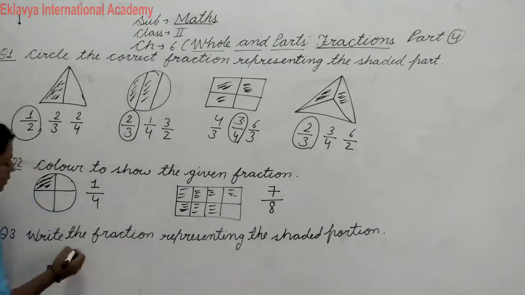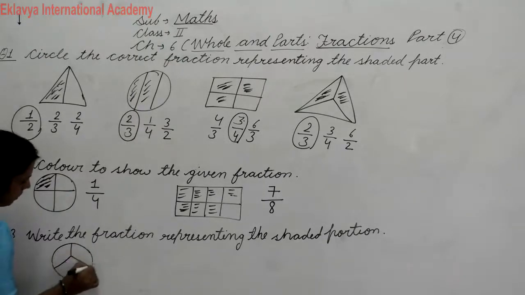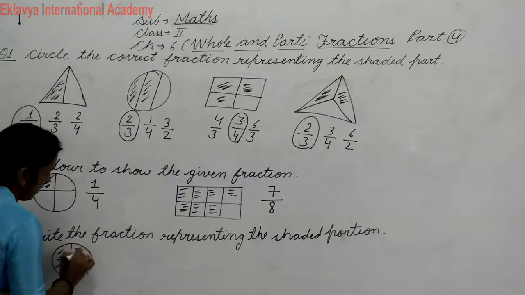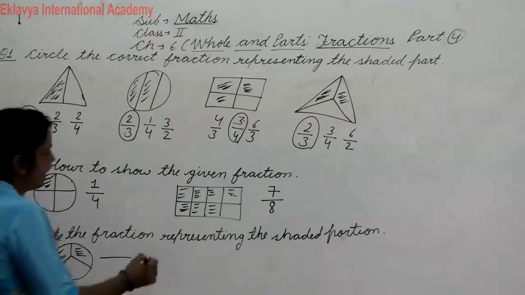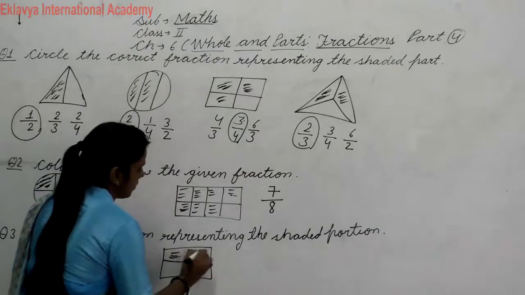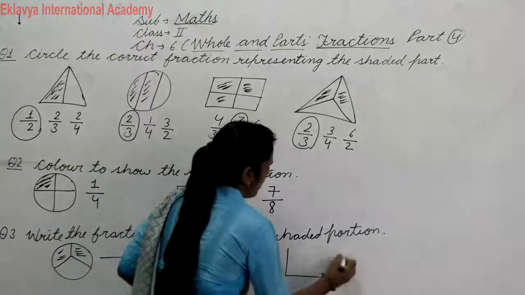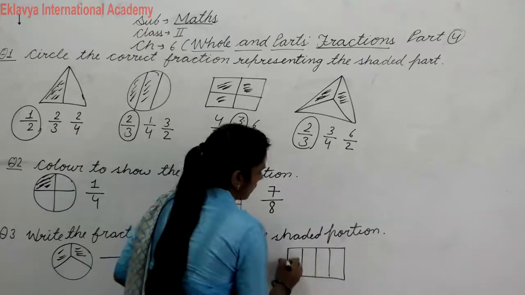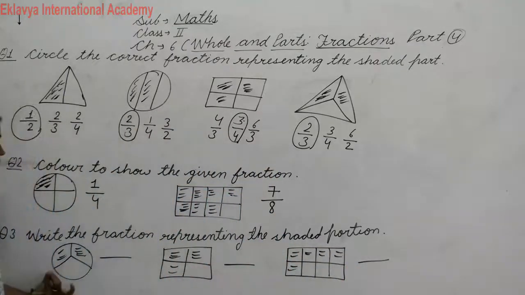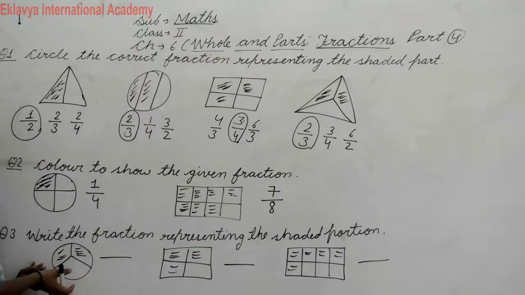Next beta, the third question is: write the fraction representing the shaded portion. Suppose I have given here one picture, that type, and I have divided it into 3 parts. Write the fraction representing the shaded part. I have given it here and you write the fraction here. Here I fill color and you have to write the fraction. Suppose I have given here one picture. Yes beta, listen, write the fraction representing the shaded portion. I have given here a picture with shaded portion.